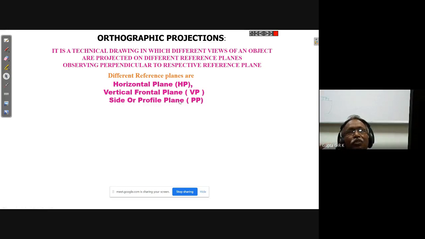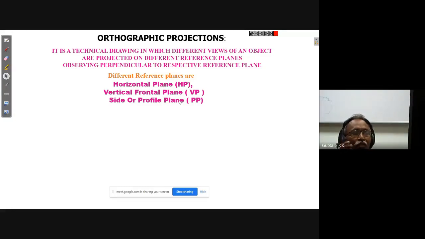So if you are seeing the ceiling or the floor, they are horizontal planes. And the plane before you or behind you can be called vertical planes. The planes on the sides, which are perpendicular to the horizontal plane and vertical plane, are called profile planes. You can call profile planes vertical planes and vertical planes profile planes. It doesn't matter, it depends on how you look at it.